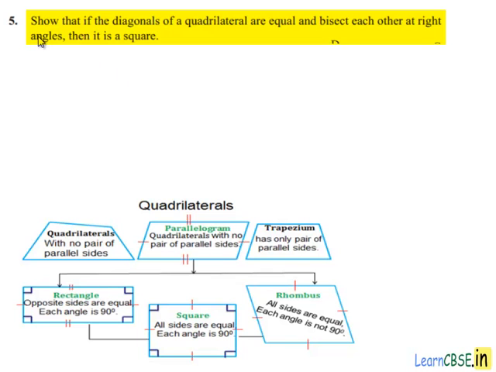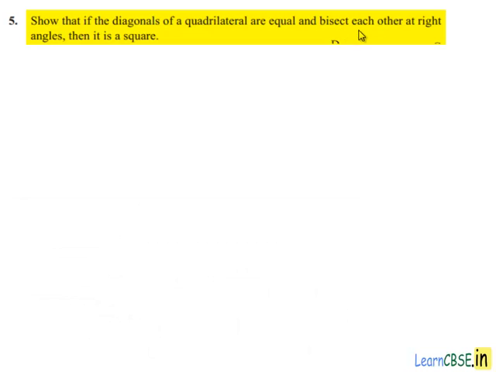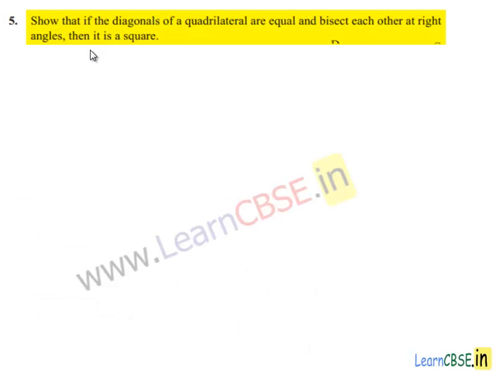Moving on to the fifth question: show that if the diagonals of a quadrilateral are equal and bisect each other at right angles, then it is a square. Now moving on to the solution. Let us note down the given information. He has given that the diagonals of a quadrilateral are equal and bisect each other at right angles.